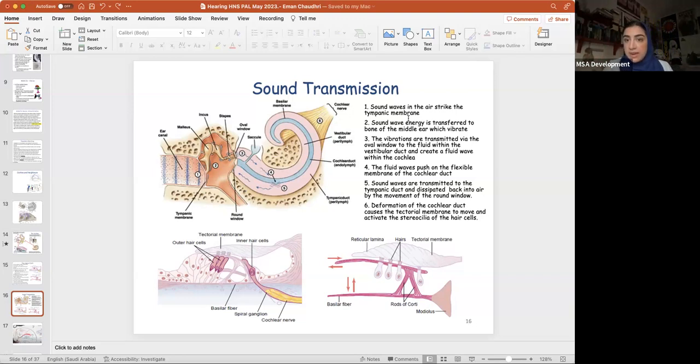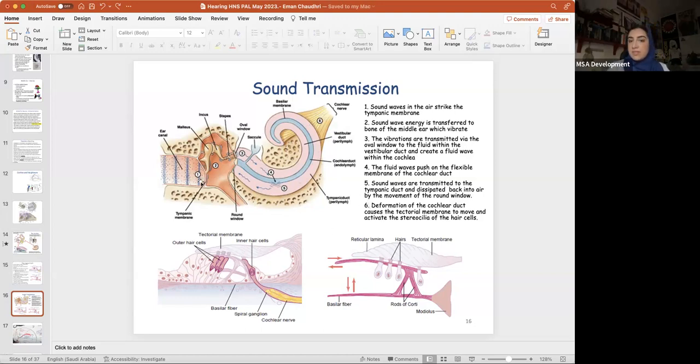So the sound waves in the air strike the tympanic membrane. Sound wave energy is transferred to the bones of the middle ear, which then vibrate. And the vibrations are transmitted via the oval window to the fluid within the vestibular duct and create a fluid wave within the cochlea that we talked about. And that fluid wave starts in the vestibular duct, or the scala vestibuli, then goes to your scala tympani, or tympanic duct, out through your round window in order to maintain the pressure.